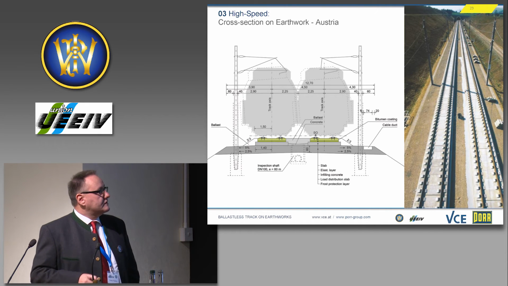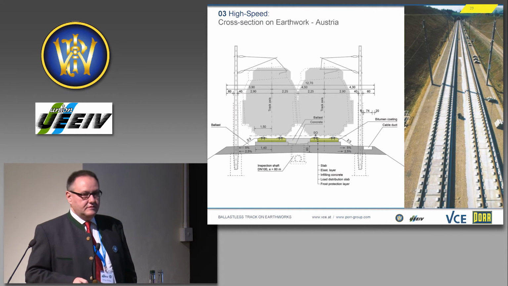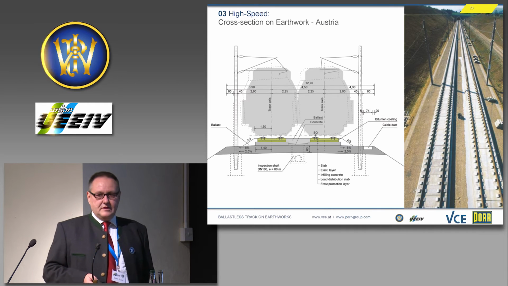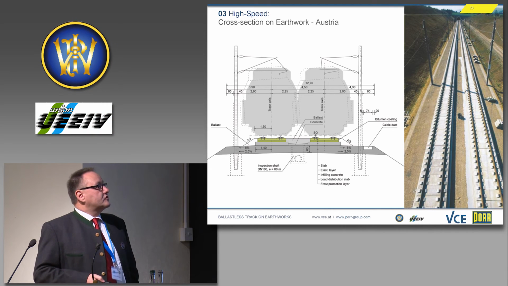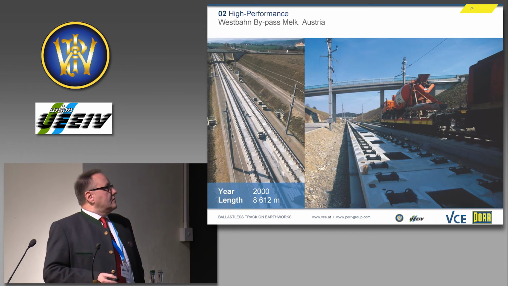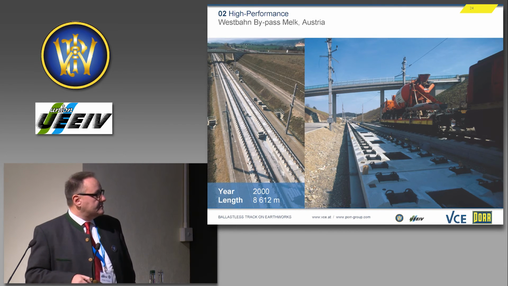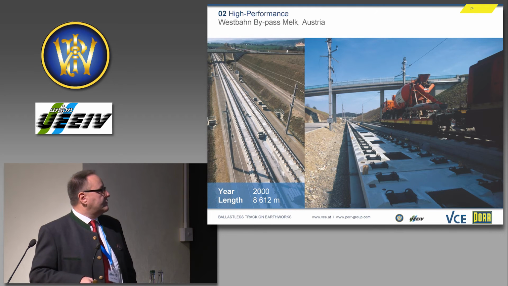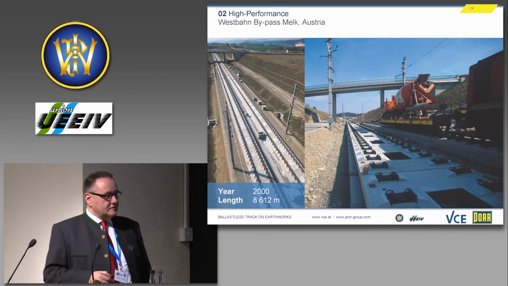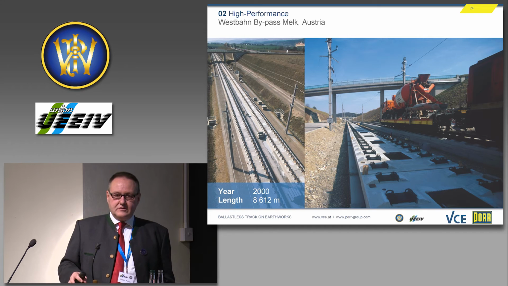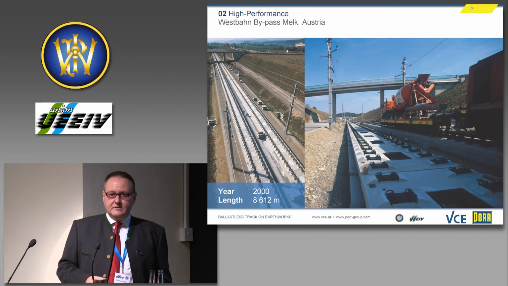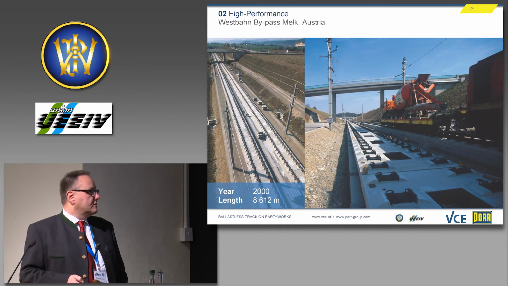You see here a typical example in Austria. This is near Melk, where it was installed the first time on a larger scale on such a line. Other picture out of this installation, you see here the installation phase and here the final system. This system is under operation since the year 2000, and 1 billion gross tons was already operated on this line here without major problems.